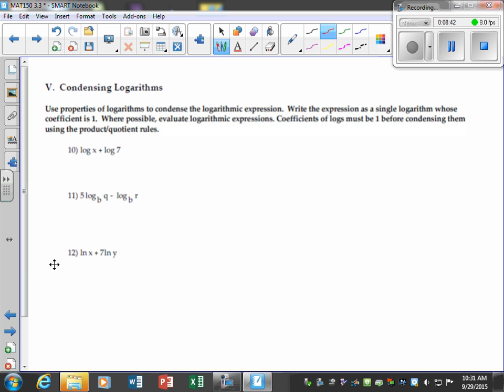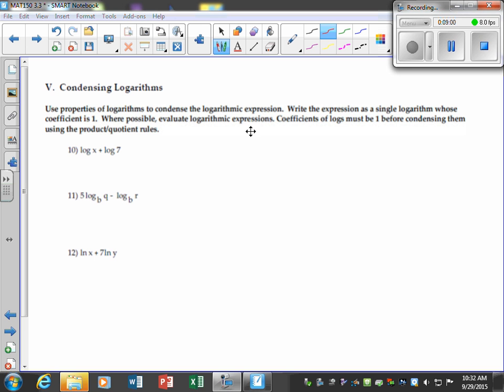In the next section, we're going to take the expanded version and condense it. So we're going to basically do the opposite. Okay, so we're condensing these and we're evaluating when possible.